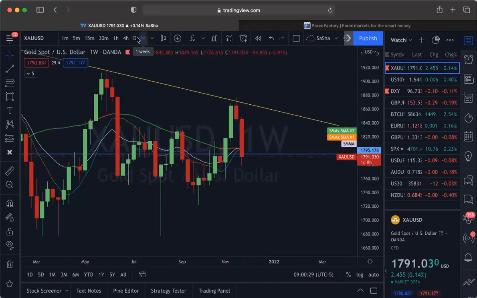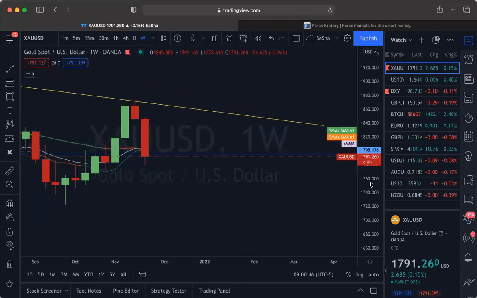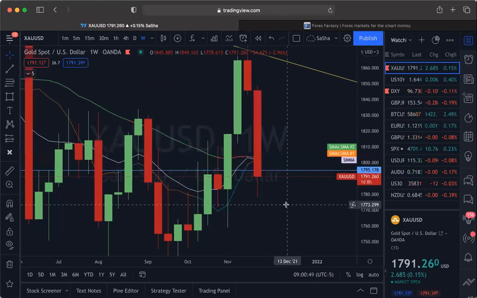Right now, on this weekly, because we are ranging, all the way ranging just within here, we're right in the middle of the range. We are right in the middle of the range. That is why all the moving averages are muddled up here at 1800. And isn't that such a good psychological number as well? Look at that.